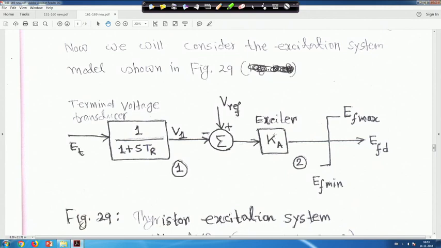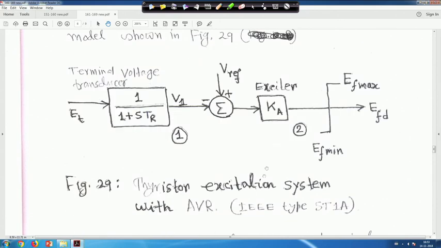Then the exciter is there; we are taking just a gain only. You have taken the IEEE type ST1 exciter and just represented it by a gain. Different types of exciters are there; if time permits, then I will cover them. The output is the field voltage EFD, but it has limiting values EF max and EF min. But for this course, we have no time to do those limiting and simulation; we have to only think about the classroom exercise.